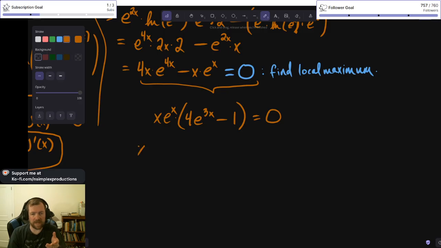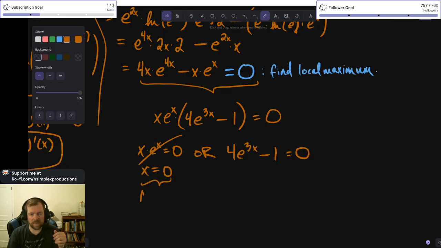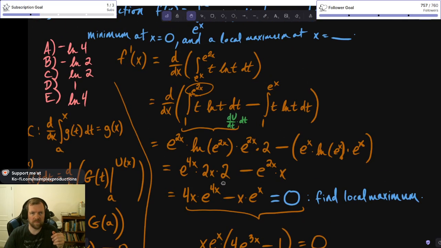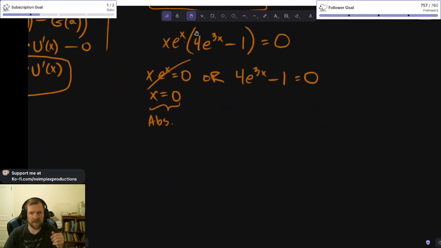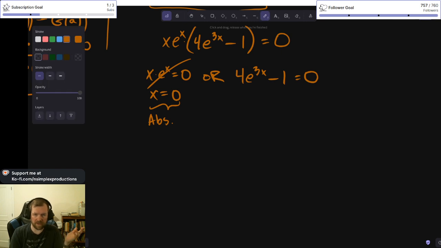So either we've got x e to the x is 0, or 4 e to the 3x minus 1 is equal to 0. We already know this one. This is x equals 0, which is the absolute minimum, which was given at the beginning of the problem.